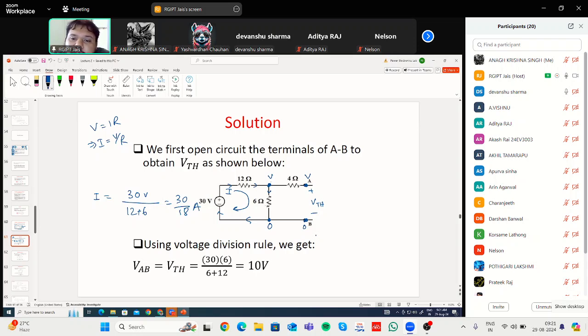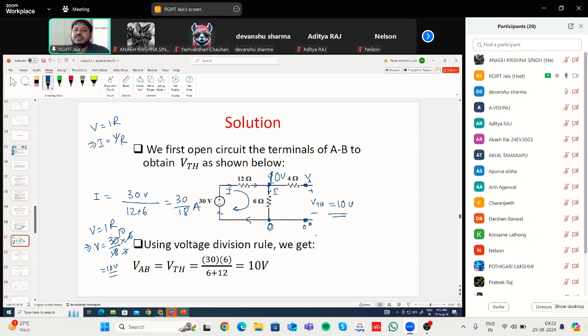Now we have to find out what is the voltage across this 6 ohm resistance. So current I is flowing through the 6 ohm resistance. Again, you will apply V equal to IR. I you already know, 30 by 18, multiplied by 6 ohm resistance. So that is 10 volt. This is 10 volt, and this is, let us say, 0. So this same 10 volt will be applied here. So your VTH will be 10 volt.